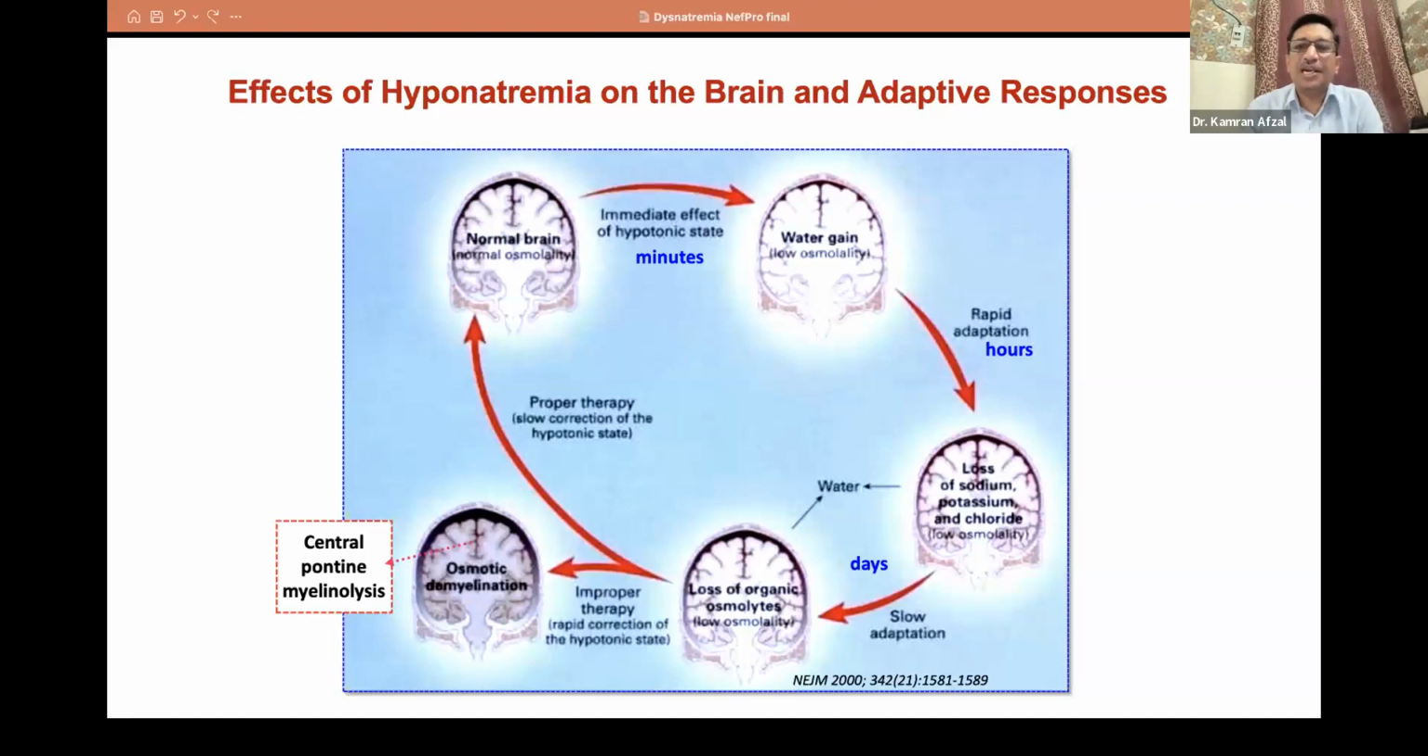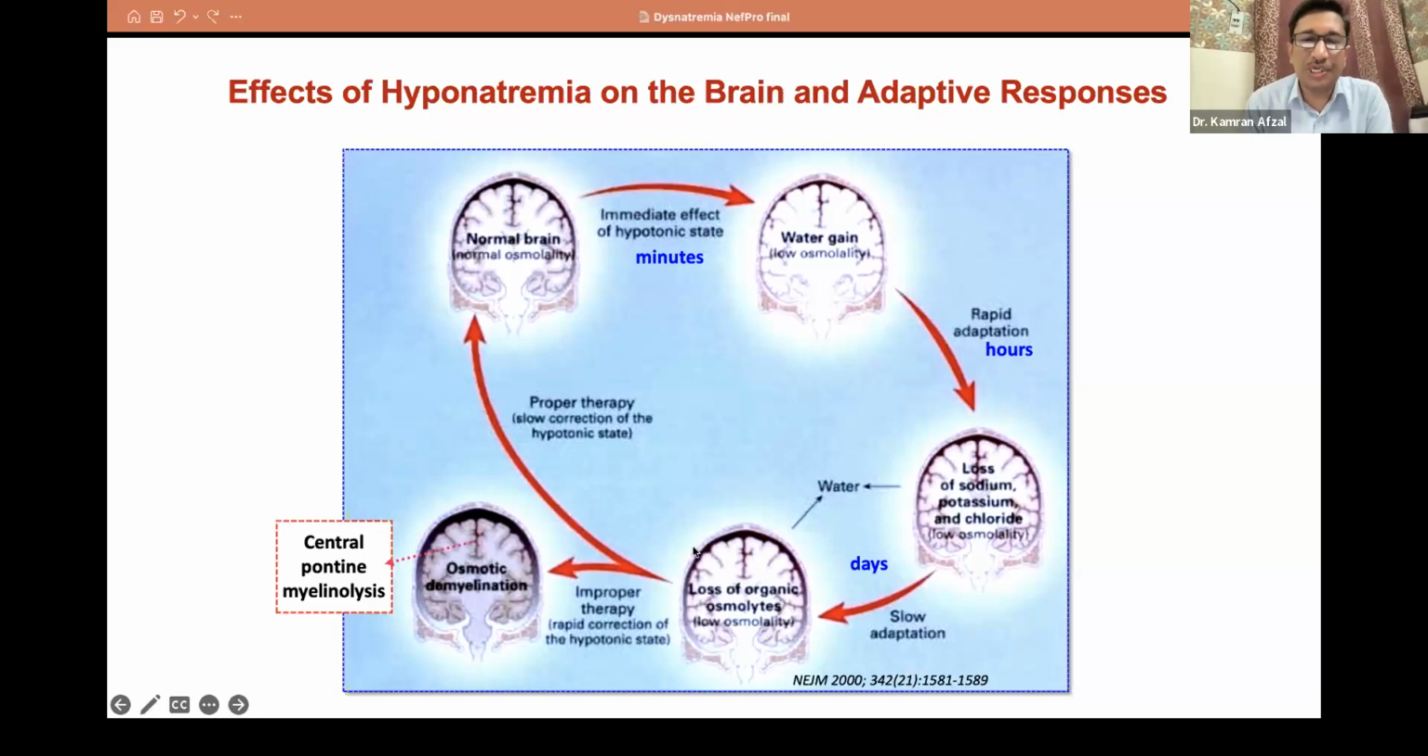Here again, there is a brain adaptive response that develops over a longer period of time in the event the patient has a hypotonic state. So when you have a hypotonic state, the immediate effect is that water moves into the brain, resulting in the swelling of the brain. This is countered by loss of electrolytes into the extracellular compartment within hours, but needs to be taken over by loss of organic osmolytes, so that the low osmolarity in the extracellular compartment is balanced by low osmolarity in the intracellular compartment.